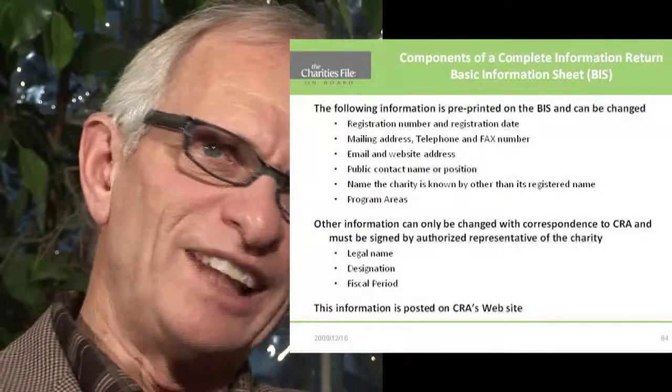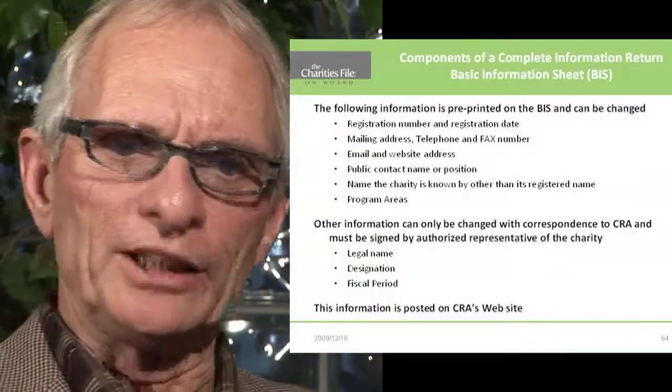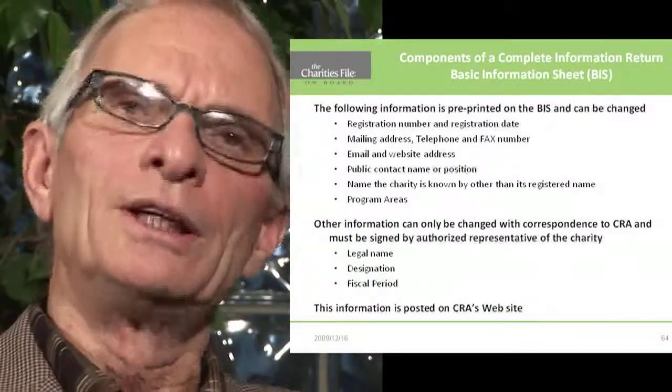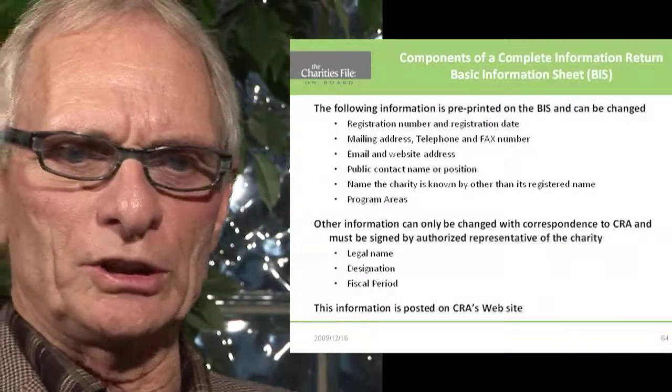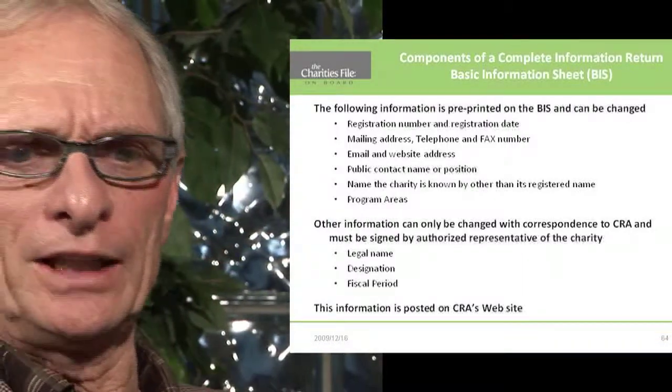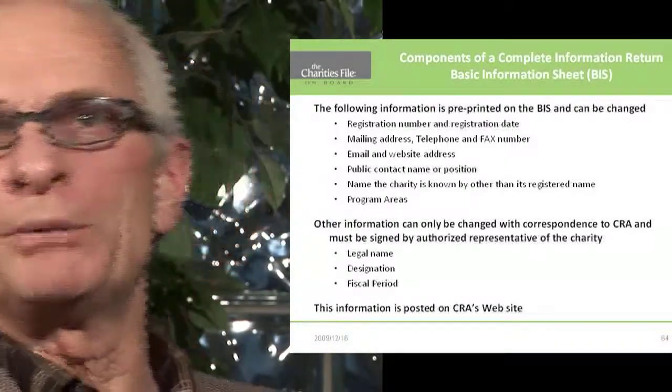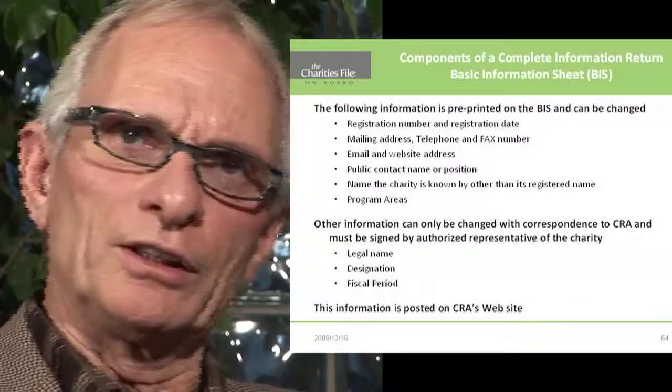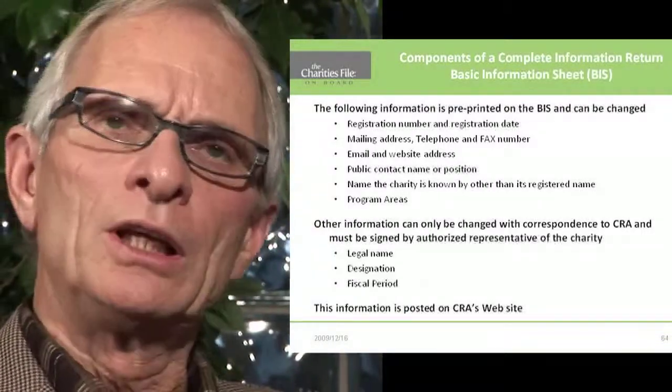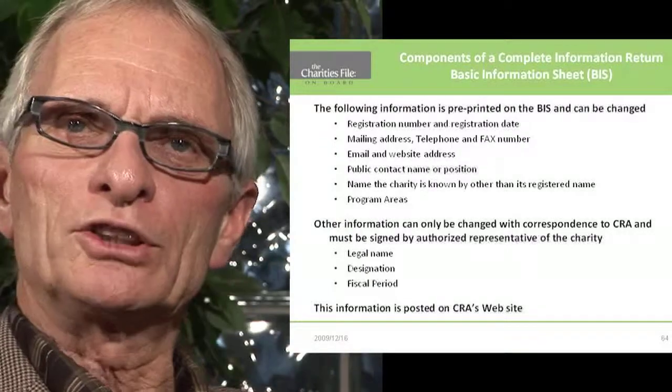Some of the components that are involved, one is called the basic information sheet, and basically on this basic information sheet you've got all of the information that relates to the charity. The registration number, their registration date, the address, things like mailing address, telephone, fax number, email, website information, the public contact name, the name the charity might be known by, if it's different than their registration name, and the program areas that the charity is involved with.